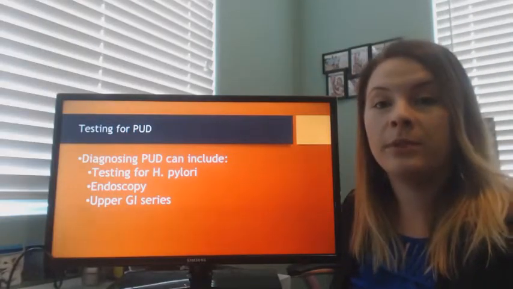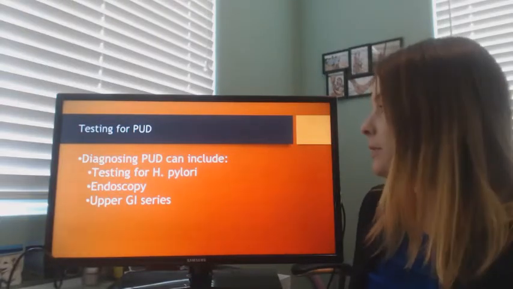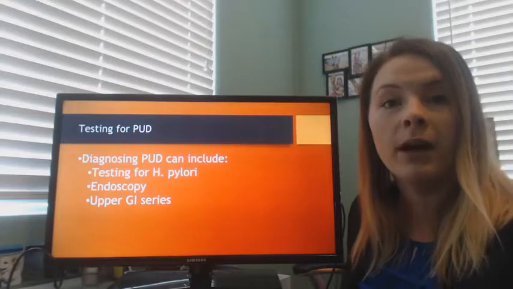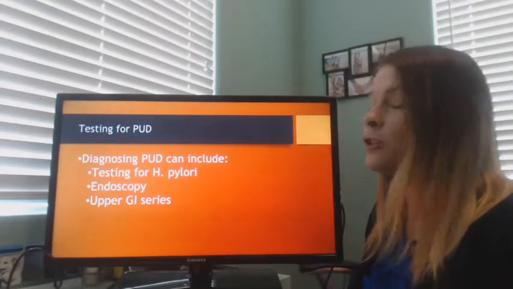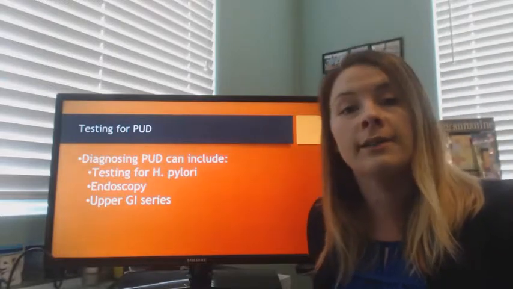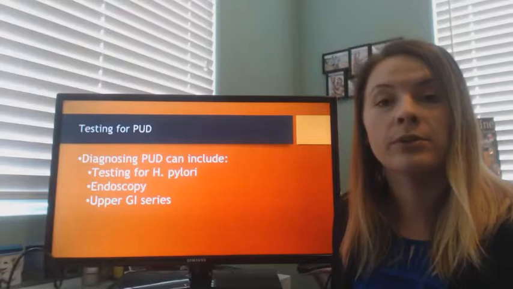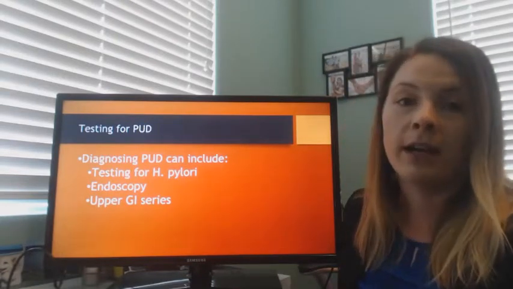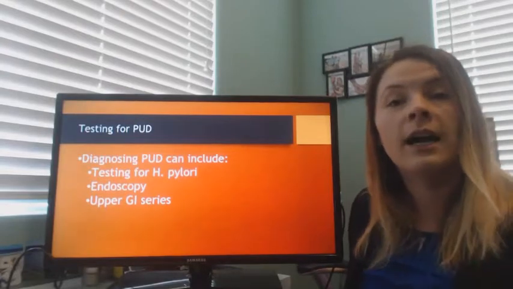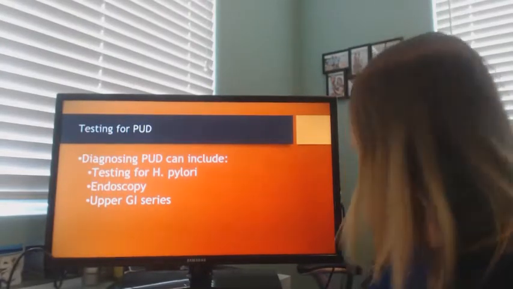How to test for peptic ulcer disease. When testing for peptic ulcer disease, they're going to see if you're positive for the bacteria Helicobacter pylori, also known as H. pylori. They can do an endoscopy, where they put a camera down to visualize any peptic ulcers that may have formed in the gastric lining. And then they can do an upper GI series, where they can even put dye in to highlight where the peptic ulcers have formed in the gastric lining.